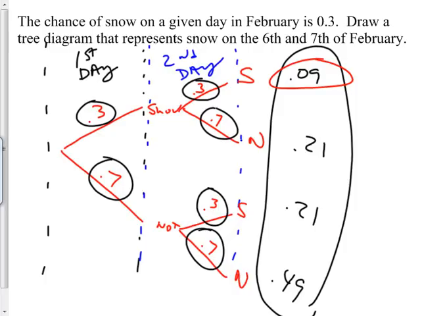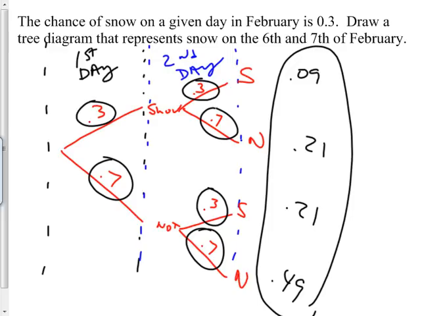All right, let's do one where you are going to have to actually divide. Then I'd say given, as soon as I say given, it changes what it's out of. Given that it snowed the first day, what's the probability it's going to snow both days? It totally changes the answer. It's not 0.09 anymore.